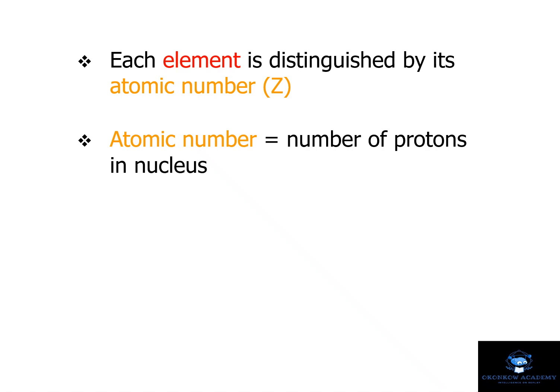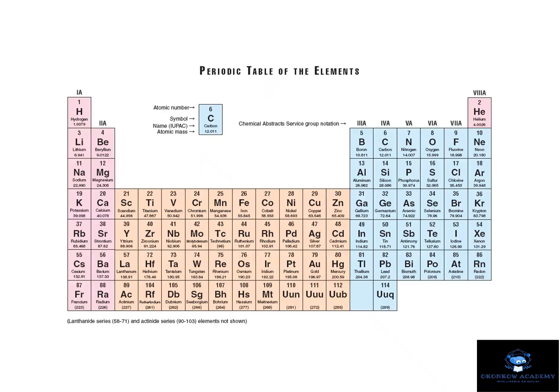Each element is uniquely identified by its atomic number Z, which equals the number of protons in its nucleus. So the identity of every element is its number of protons in the nucleus. For example, carbon has 6 protons, so its atomic number is 6, right? And this number never changes for a given element. It is the identity of that atom. Since the protons are in the nucleus, it is very difficult, almost impossible, for the proton number to change. That's why the number doesn't change. So the atomic number is the identity of the element.